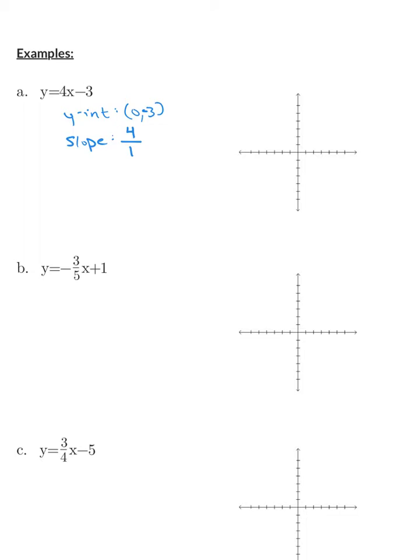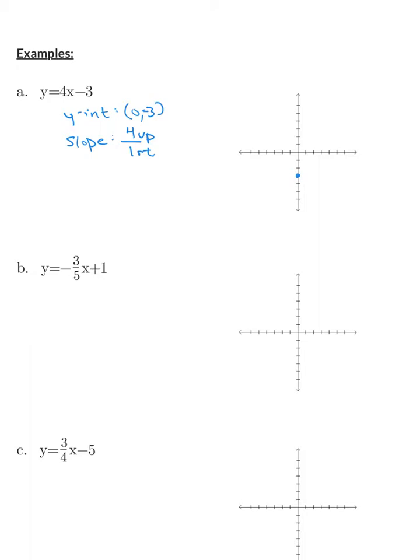Okay, so now if we go ahead and plot something, let's start with (0, -3). Let's start with our y-intercept. And from here, I want to apply my slope. So remember that slope is rise over run. This tells me I want to go up 4 and 1 to the right. We are going up and right because they are both positive.